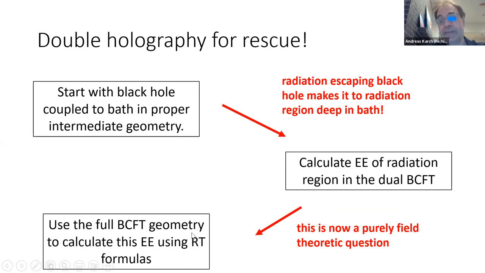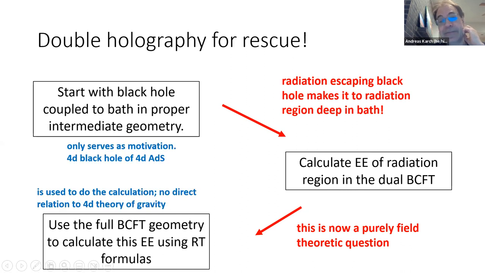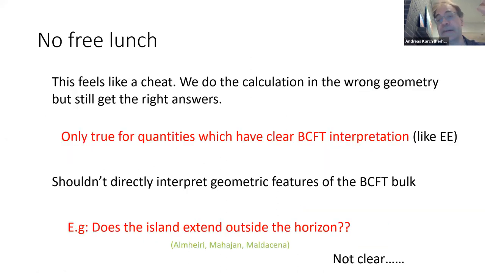Now I use the full BCFT geometry to calculate this entanglement entropy. So this proper intermediate picture, its existence tells me I can think of this entanglement entropy question in the BCFT as a question about a black hole in the intermediate picture. But to actually calculate it, I don't use the intermediate picture. I use the full BCFT dual. And I translate this calculation of the entanglement entropy into the classical RT surface calculation as described in the last slide. It feels like cheating.